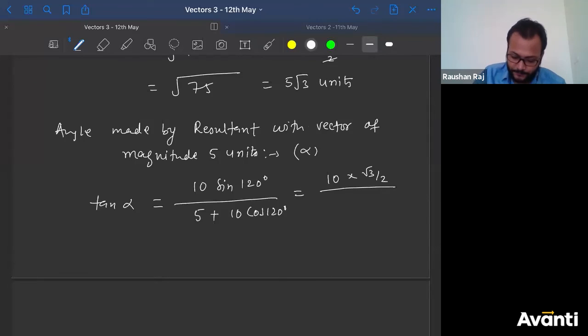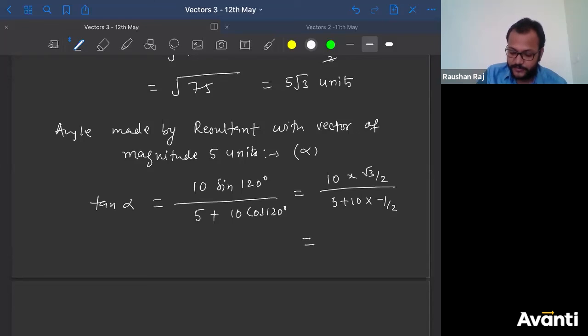नीचे में क्या आएगा बच्चा लोग? So 5 plus 10 into, what is cos 120? Minus 1 by 2. बहुत बढ़िया सर. ये मिला मेरे को minus 1 by 2. तो इसका मीनिंग क्या है? तो ये this is minus 1 by 2.